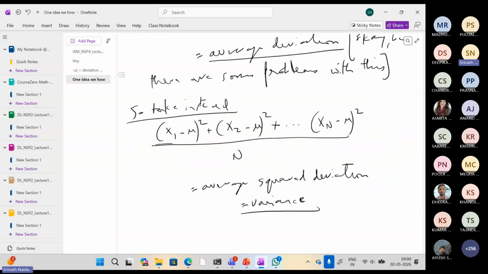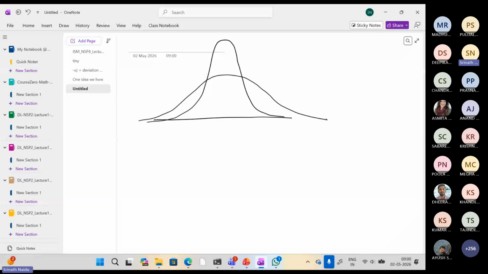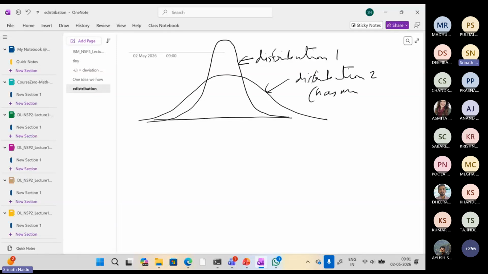So from our example, let me redraw the example because you know what I'm talking about. And here, right? This is distribution 1, and this is distribution 2. Okay, this has more variance. So that number of square deviation is capturing something about the spread of the distribution, right?